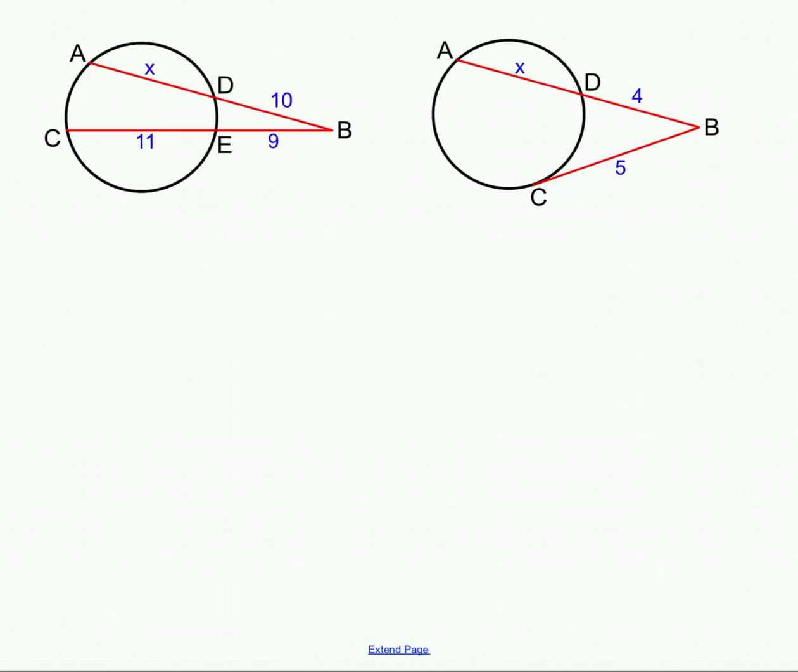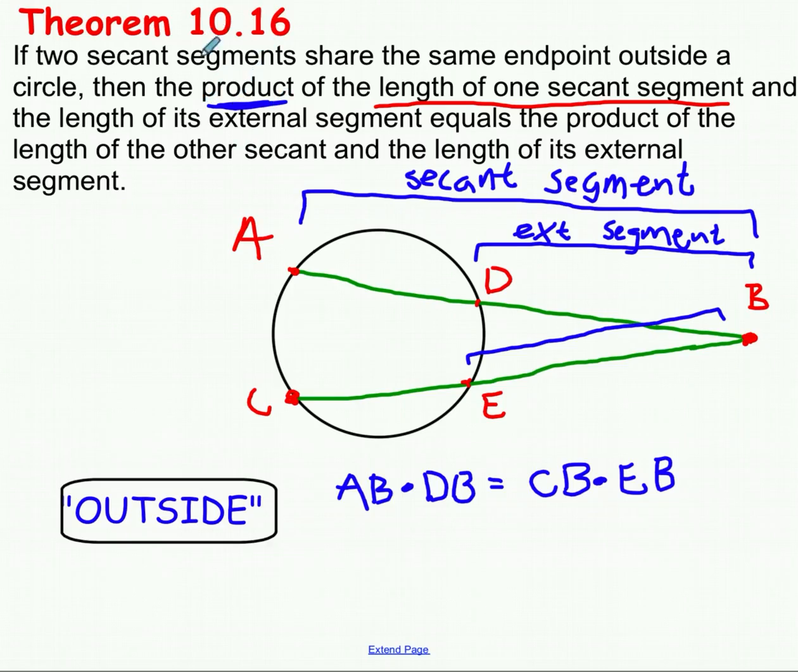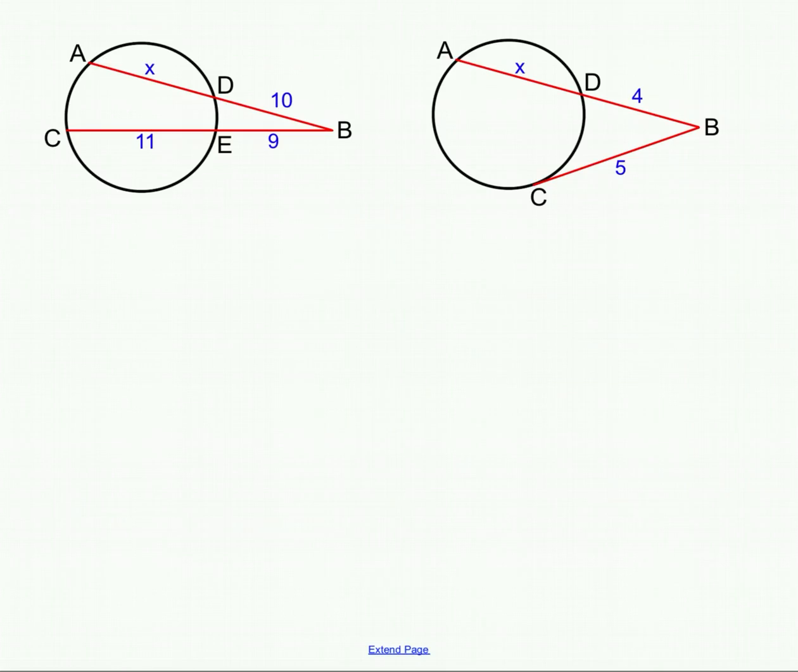So the first thing that you need to do when you're doing these types of problems is to recognize what types of segments are interacting with the circle. In this case, these are 2 secants. Okay, so 2 secants, what's our theorem that refers to 2 secants? Well, that's theorem 10.16. So we're going to be dealing with our secant segments and our external segments, etc. So what theorem 10.16 says, if you remember, is that the product of the secant segment and its external segment will equal the product of the other secant segment times its external segment.